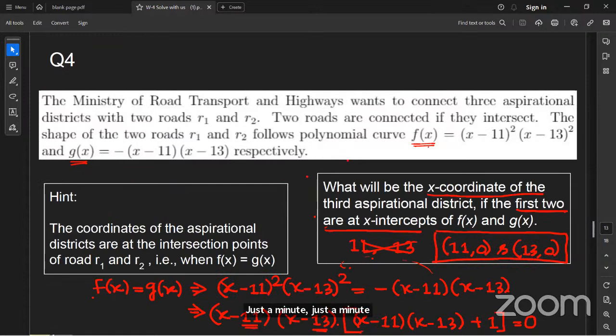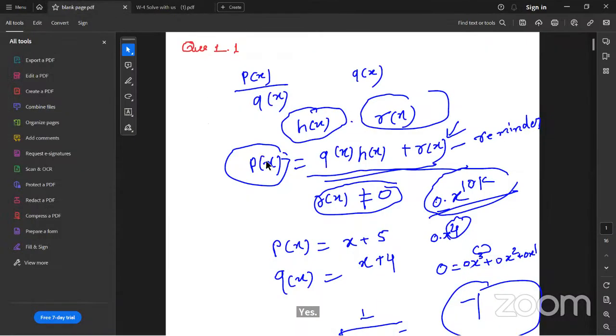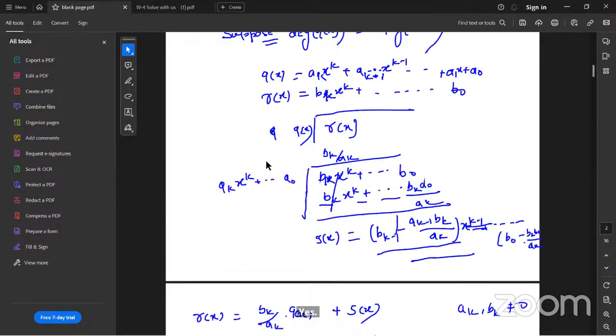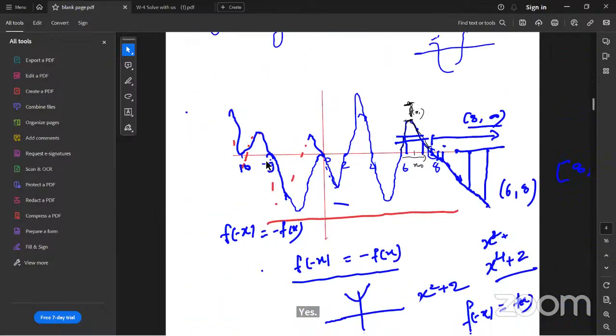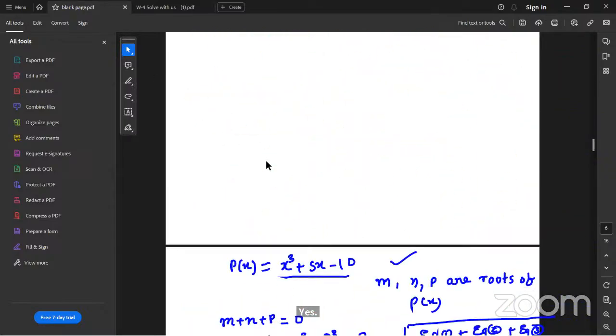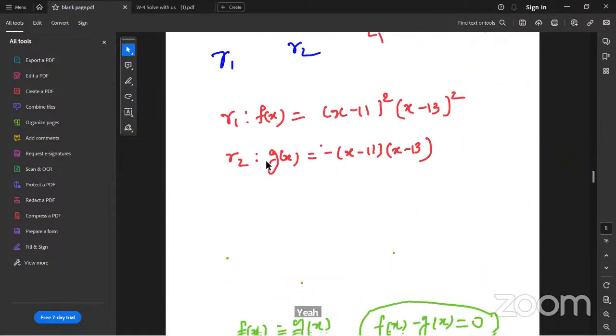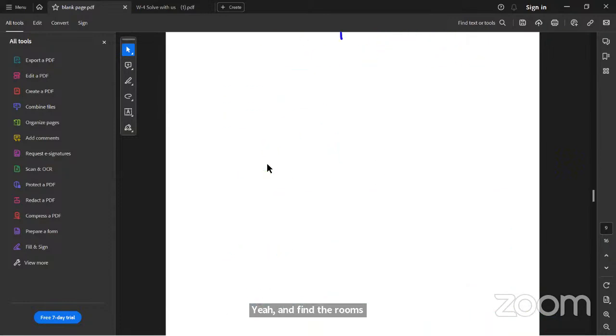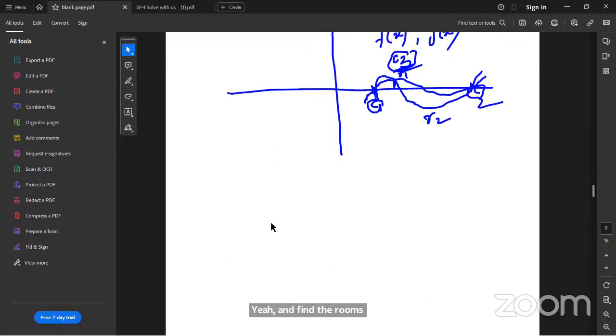Sir, if in any question it's given that we have to find the intersection of two quadratic equations, then we just have to keep them equal to find the answer. Yeah, and find the roots. Okay, so sir, in this question, what's going on?